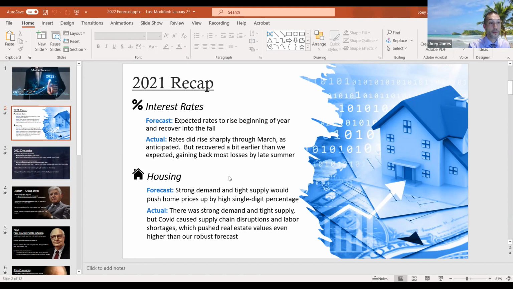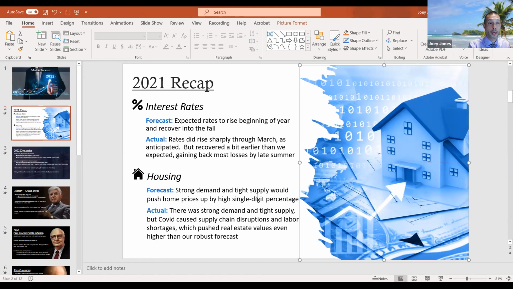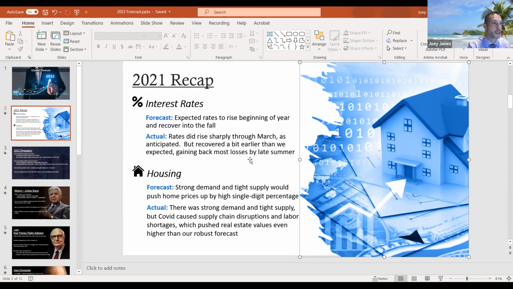We're looking at, they're saying high single-digit percentage in this. I was on a call with one of the chief economists with CoreLogic yesterday, and he's looking at double-digit again this year. So your house will be worth 10+% more than what you bought it for this year, just because of supply and demand. Everything in economics is supply and demand. And again, supply chain issues, labor shortages, all the things.